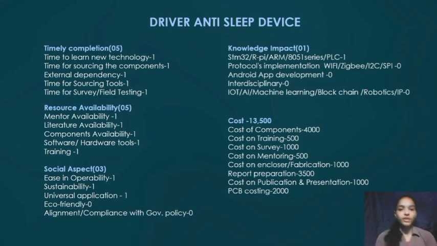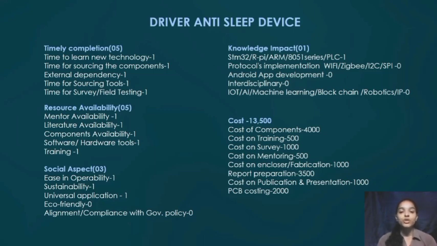Interdisciplinary. If we don't want it, we have given it 0. If we want it, we have given it 1. Fifth parameter is IoT. In our project, if we require some IoT, some AI, some machine learning, we have to give it 1. And if we do not require it, we have to give it 0.